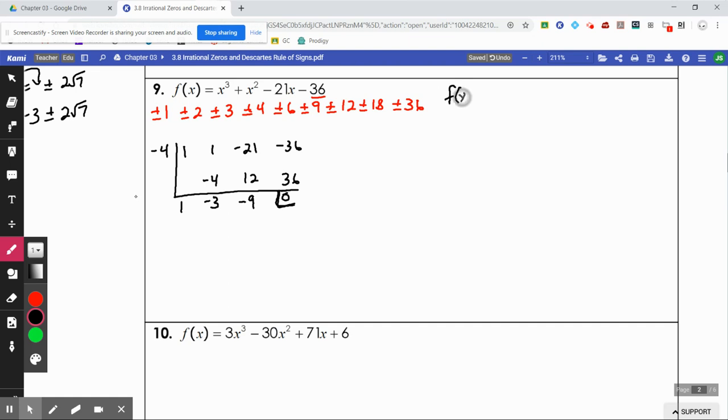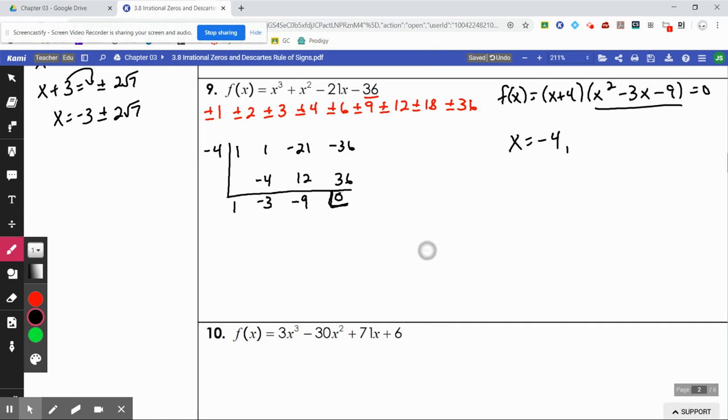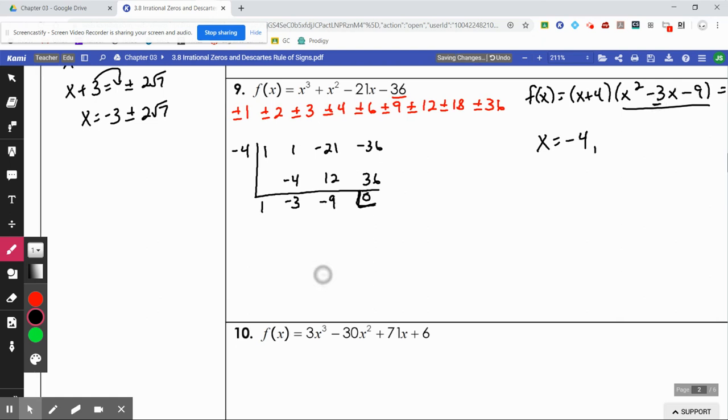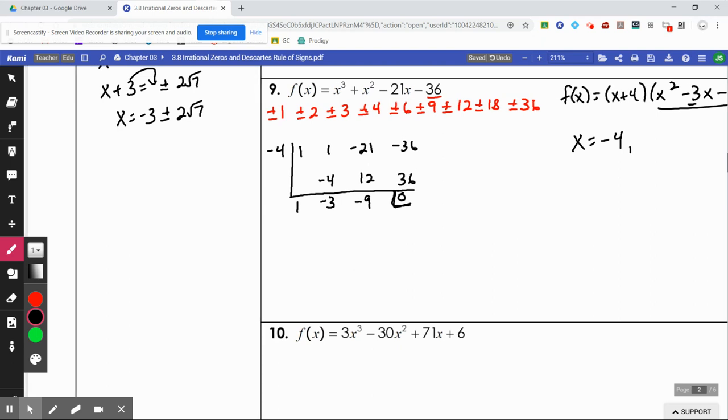So let's rewrite this. Our function is now, we divided by x plus 4, and we got x squared minus 3x minus 9. We're going to set each factor equal to 0, and our roots are now negative 4. And again, the reason we're doing this right here, it does not factor again. So our other method is we can either complete the square, which is probably not a good idea when that middle term's a negative 3, or we can use our quadratic formula again.